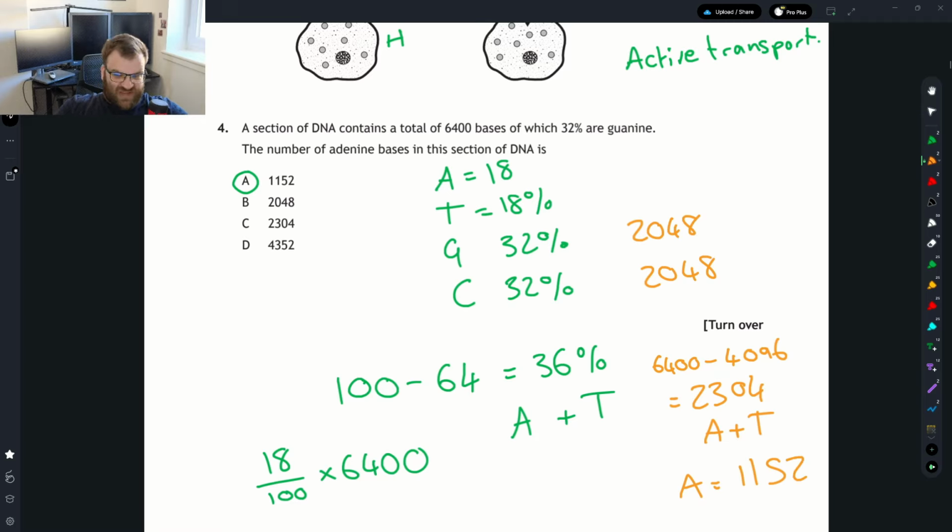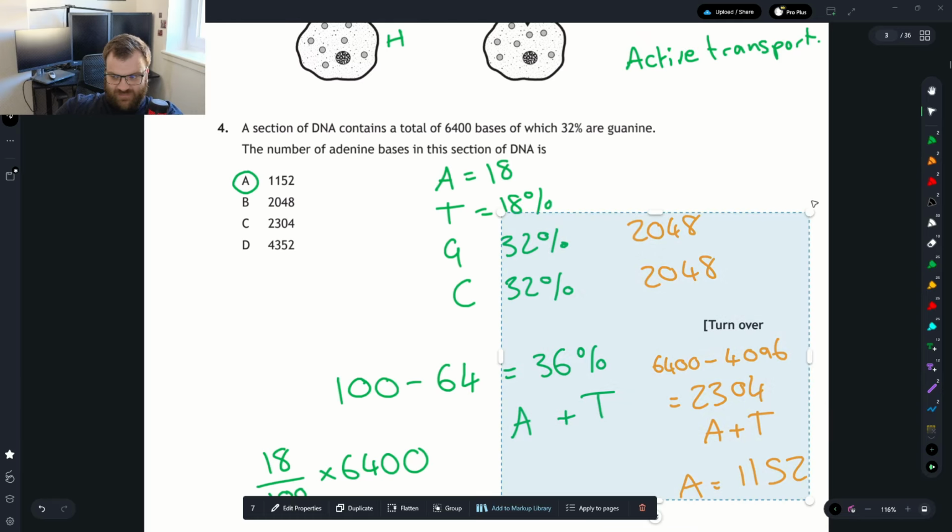I prefer to keep it in the percentage, just keeps the numbers more simplified at the beginning, but either way would work. We both get the same answer, and that gives us A for that one.